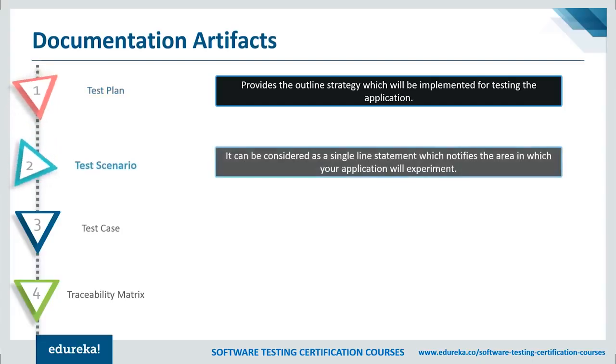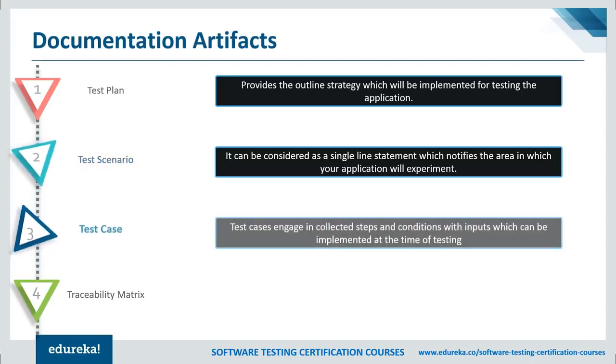Now let's see what a test scenario is. A test scenario can be considered a single line statement which notifies the area in which your application will be tested. This artifact is needed for ensuring the overall procedure is tested from start to finish. So this is your test scenario, where you need to have your use case ID, your requirement ID, the scenario you're working on, the test scenario, and the number of test cases required. You can go on documenting all the records over here in the test scenario.